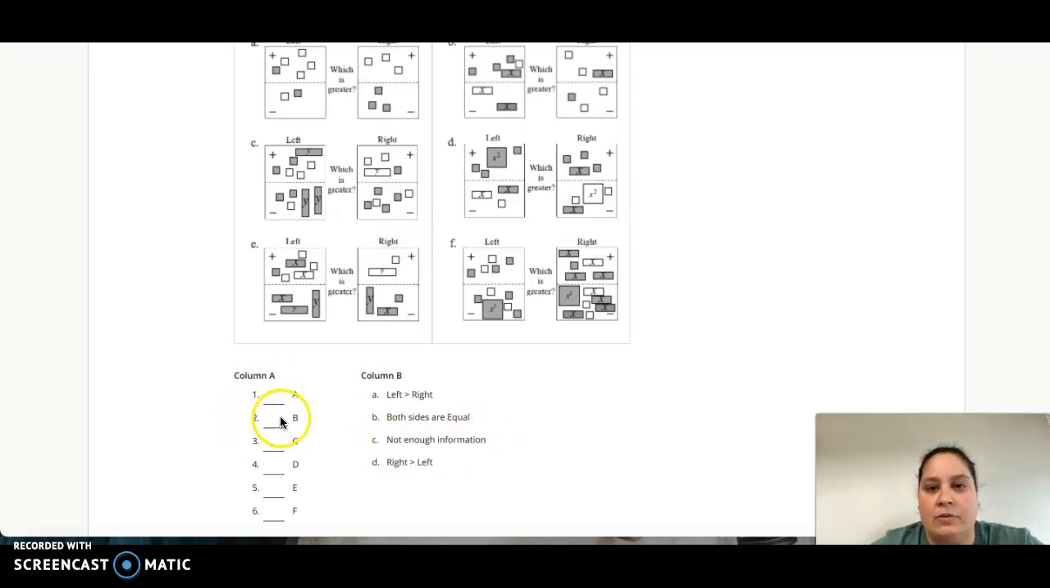And then you would go down and do B. So then you would look at B and you would say, okay, is left or right? Are they equal or is there not enough information?